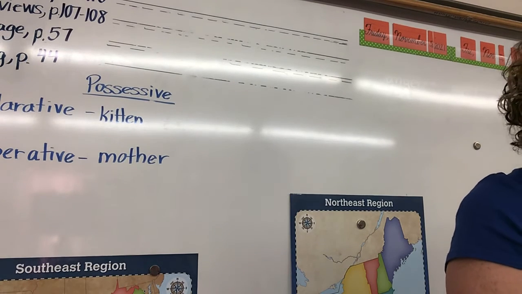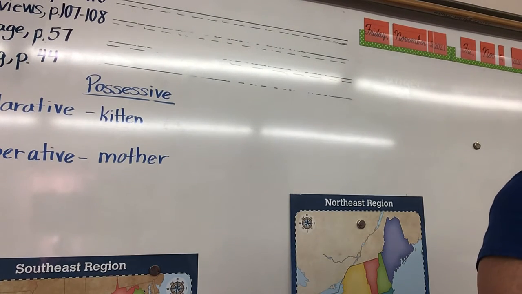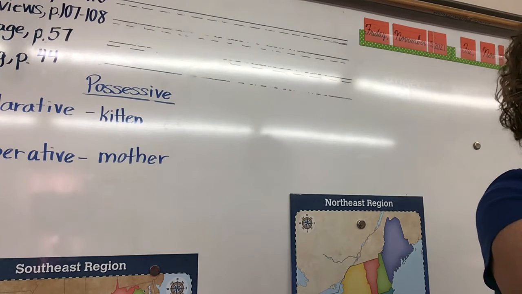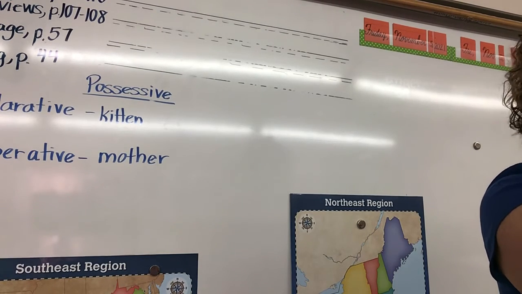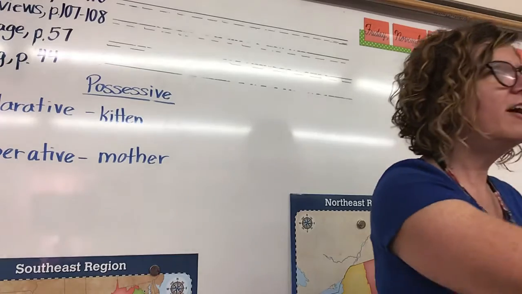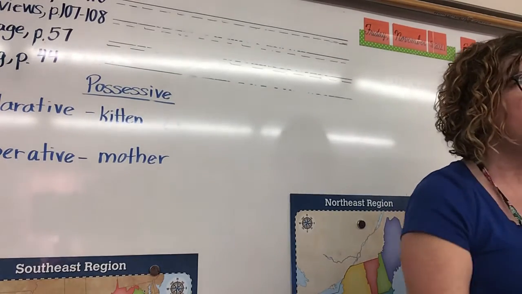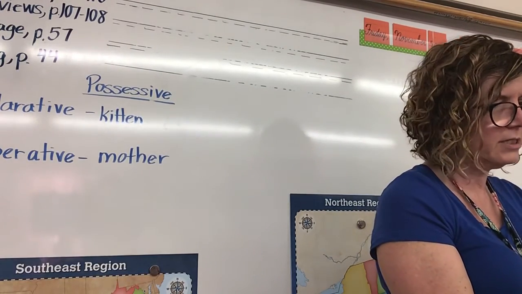Name for me something needed for a seed to sprout. We learned yesterday. Water is one of them. The right temperature. Air. Water, air, and the right temperature are needed for a seed to sprout.